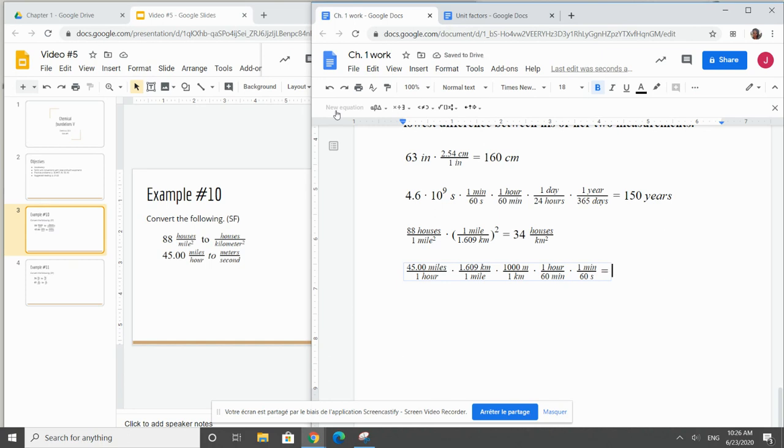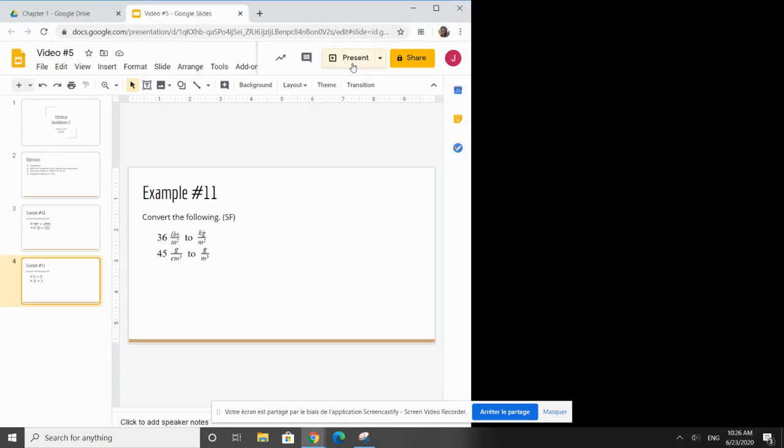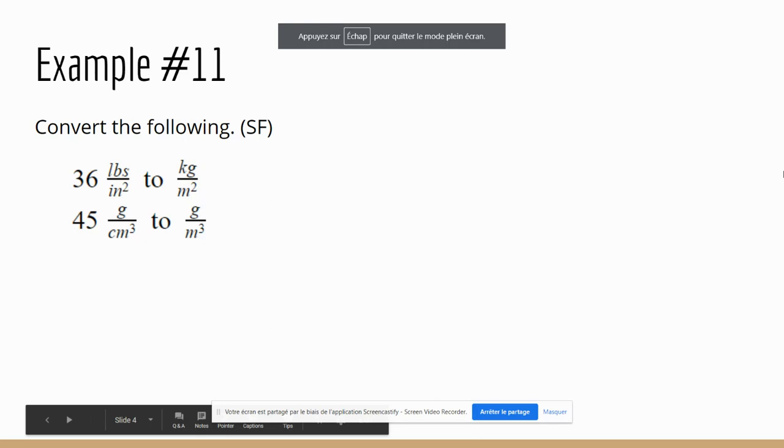I just put everything in my calculator now and round to 4 significant figures. So I got 20.11 meters per second. Now let's take a look at another example. The next example is very, very similar. So pause here, take a minute to try it, and then I'll work through it.